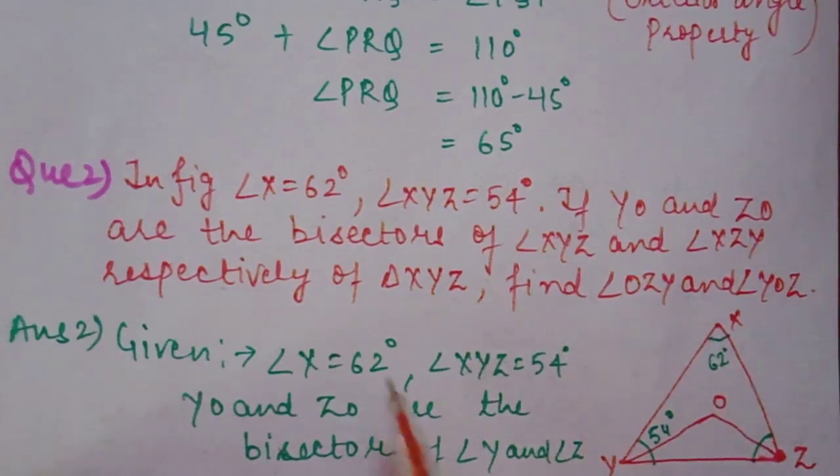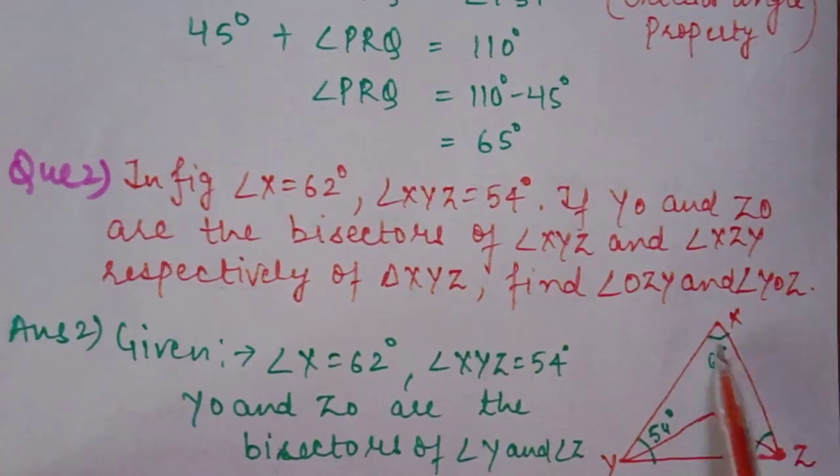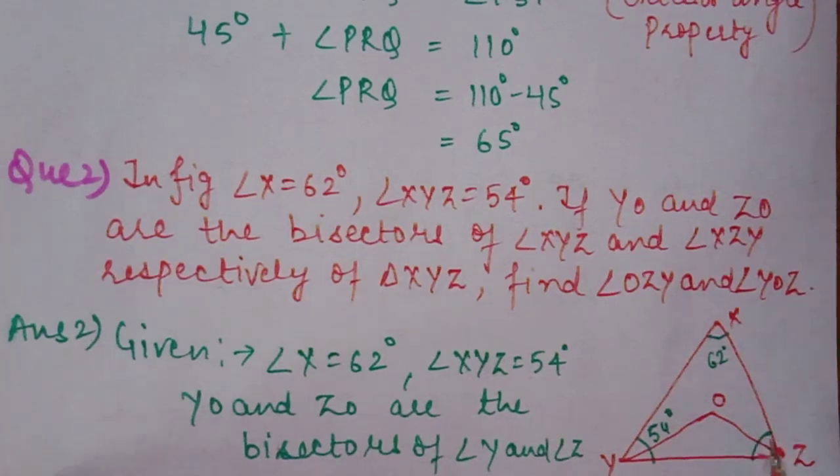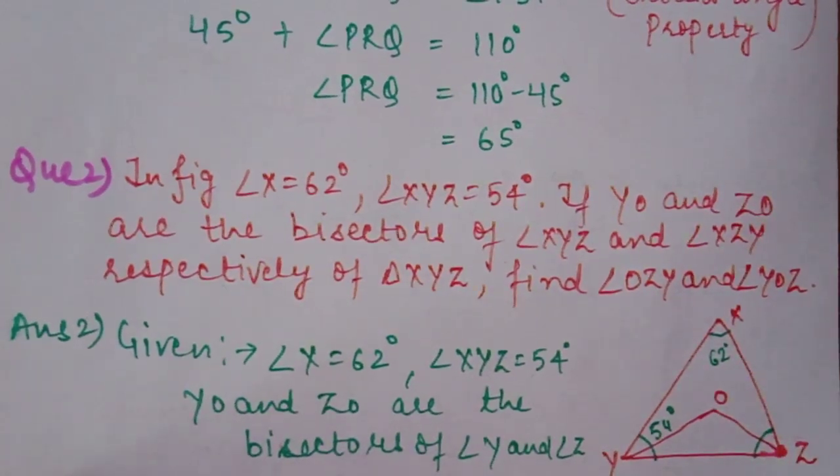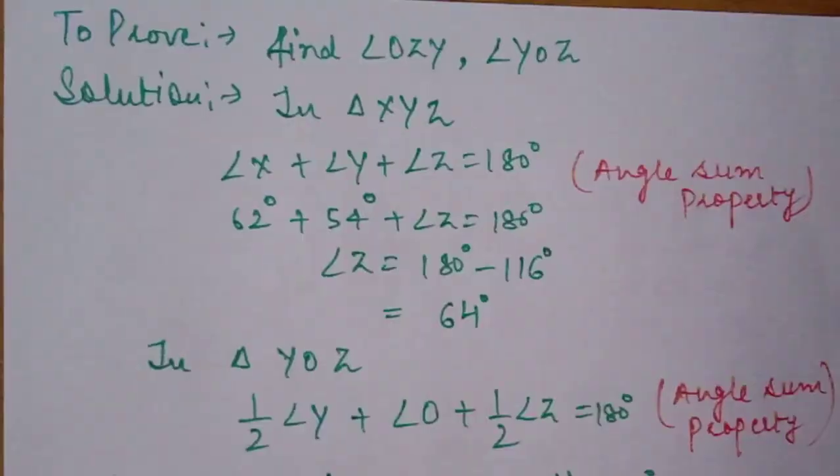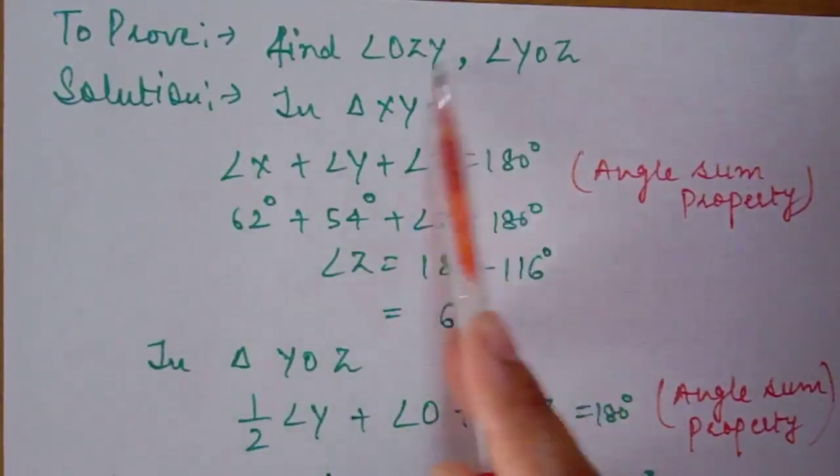So what is given? Two angles are given. YO and ZO are the bisectors of these two angles. Then definitely what will we do now? We have to find Z first with the help of the angle sum property. Then we will apply the angle sum property in this small triangle also. These two small triangles are formed by the bisectors of these two bigger angles. So we will follow this method. To prove: find these two angles.